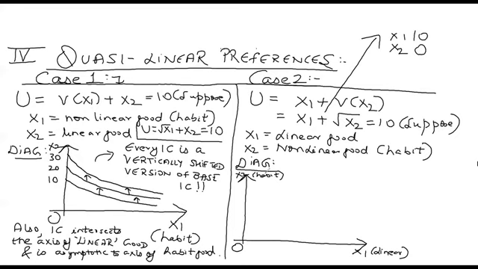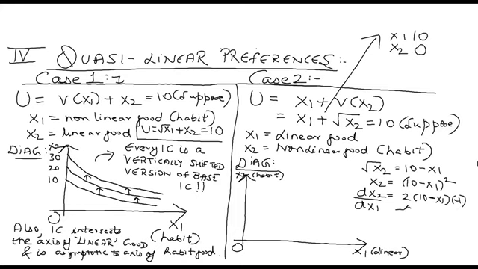Let's talk about the derivative. I can write that root of x2 is equal to 10 minus x1, or I can write x2 is equal to 10 minus x1 squared. So if I find the slope dx2 by dx1, that is going to be 2 into 10 minus x1, and internally if I differentiate, minus 1. That means minus 2 times 10 minus x1, which is negative. So indifference curves are downward sloping.